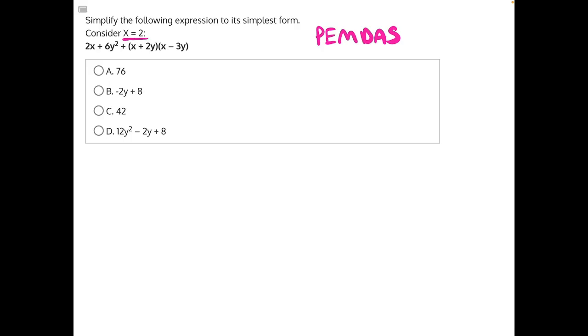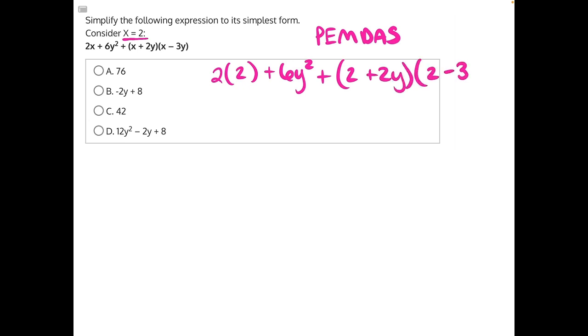So let's start by doing that substitution. We have 2 times x, which is 2, plus 6y squared, plus x, which is 2, plus 2y, times x, which is 2, minus 3y. Starting with our parentheses, in this case, this is kind of mixing parentheses and multiplication because our two sets of parentheses are binomials being multiplied together, which means we need to follow the FOIL method to multiply them out.